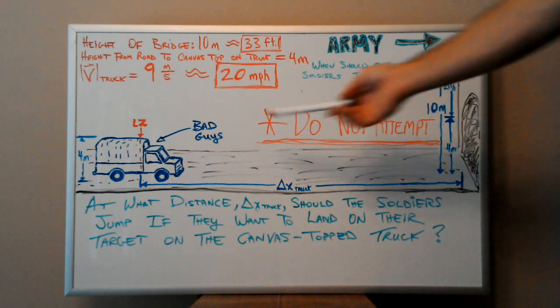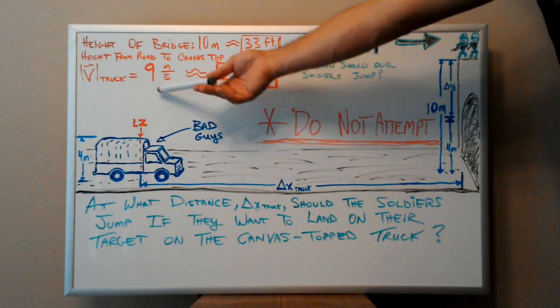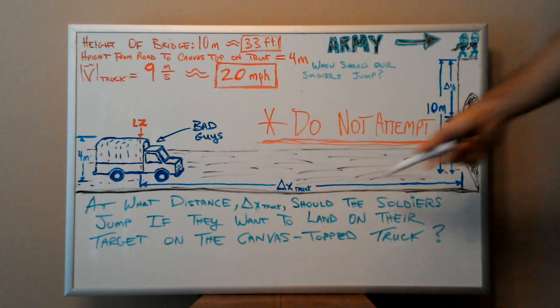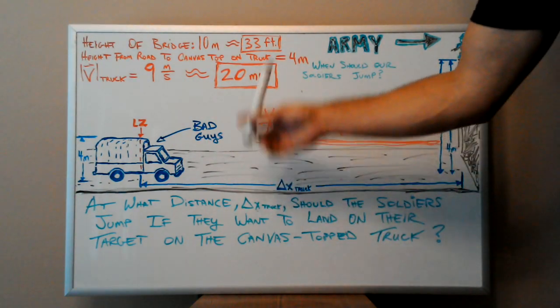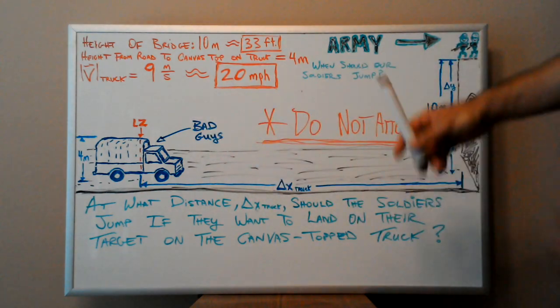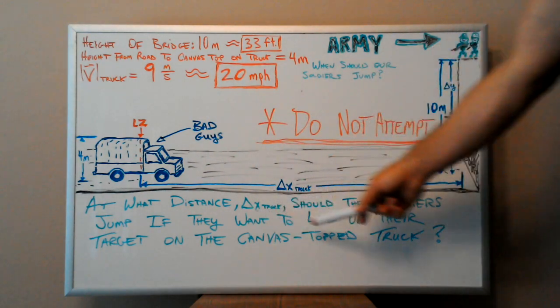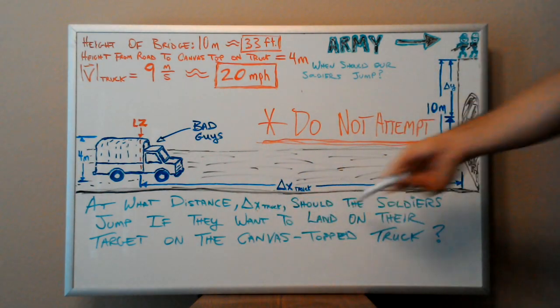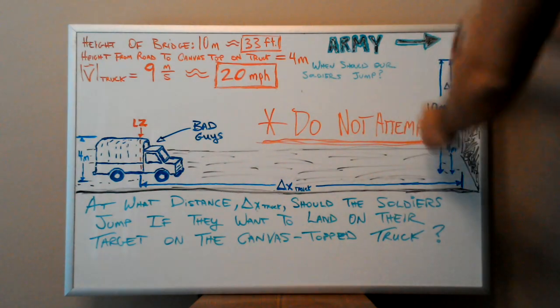So they're ranging this truck. They know that it's moving at a constant velocity of 9 meters per second towards them, which is about 20 miles per hour. And they also know the position of the truck, how far away the truck is from them at any given point. So at what distance, delta x, should the soldiers jump if they want to land on their target, the canvas-back truck, right as it's passing underneath?